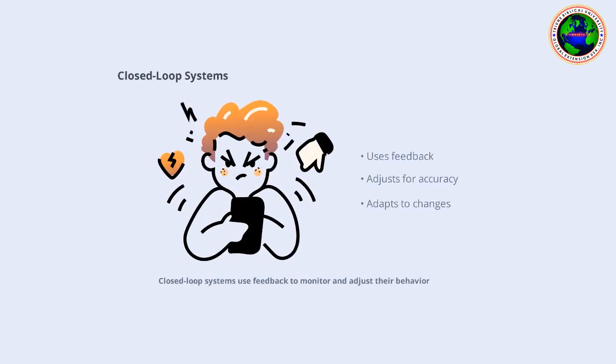Closed-loop systems use feedback to monitor and adjust their behavior. The thermostat system is a perfect example. It constantly checks the room temperature and adjusts the heater as needed. Closed-loop systems are more complex but offer greater accuracy and adaptability.